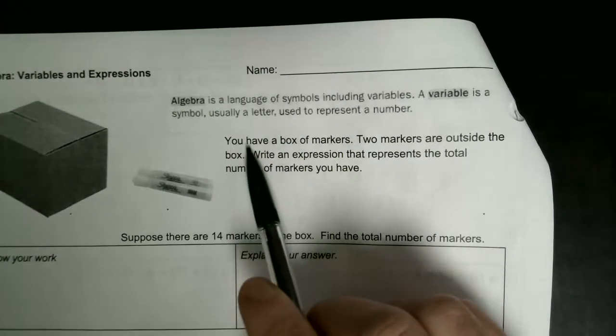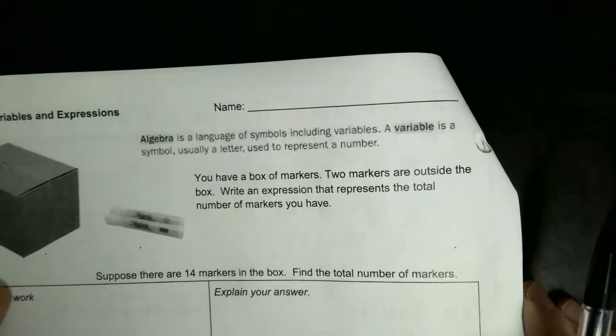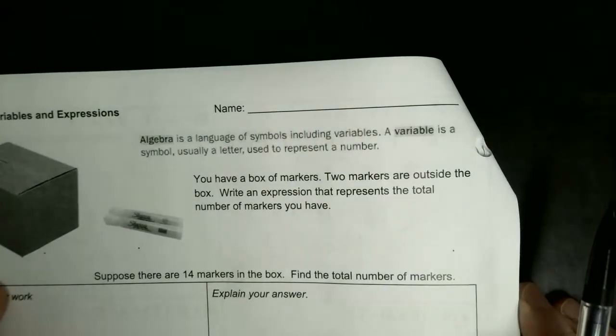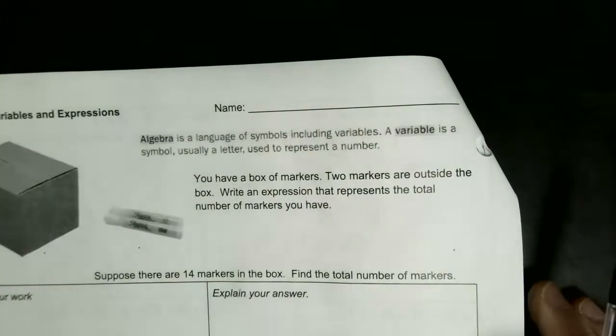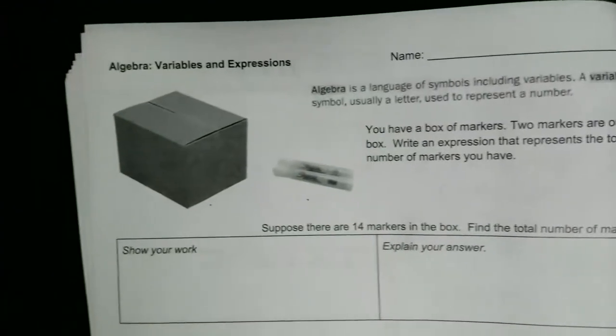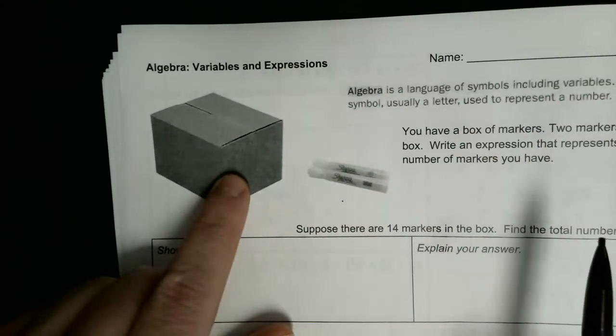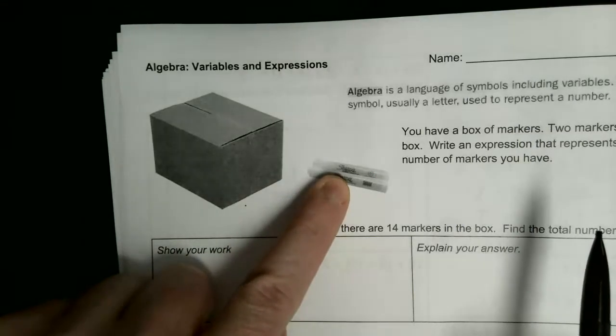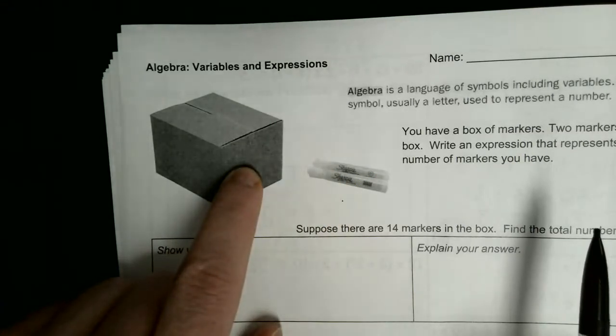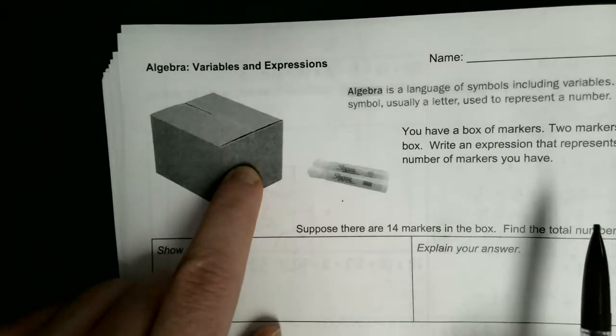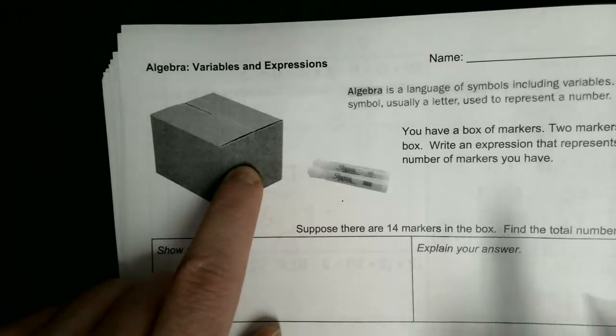So right here it says you have a box of markers. Perfect, there's the box, very plain box. 2 markers are outside the box. Write an expression that represents the total number of markers you have. Well, if you were to never open this box, you know you have 2 markers, but you don't know necessarily how many you have in here. That's when a variable might come in handy. If there is a number that we don't know, we might use a variable to represent that number.